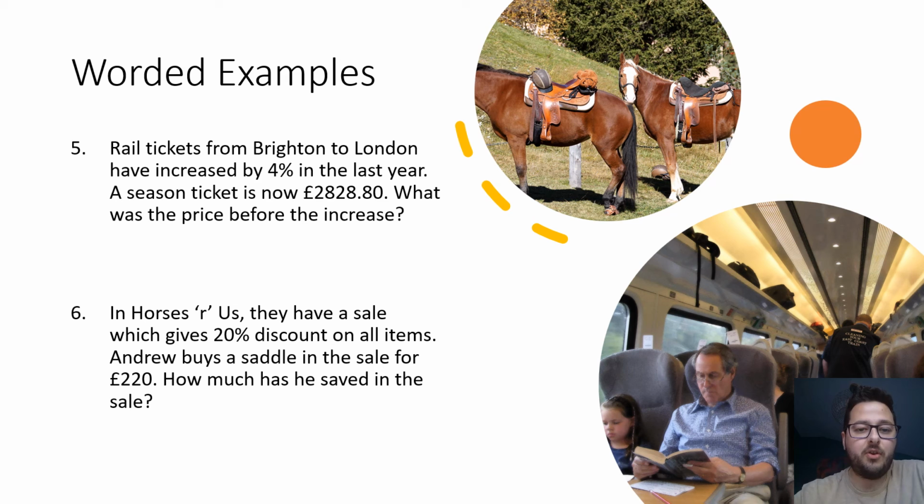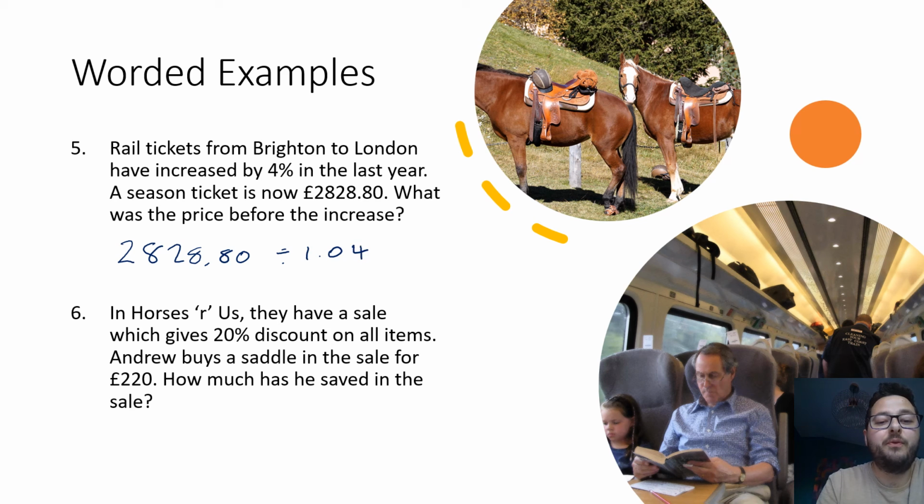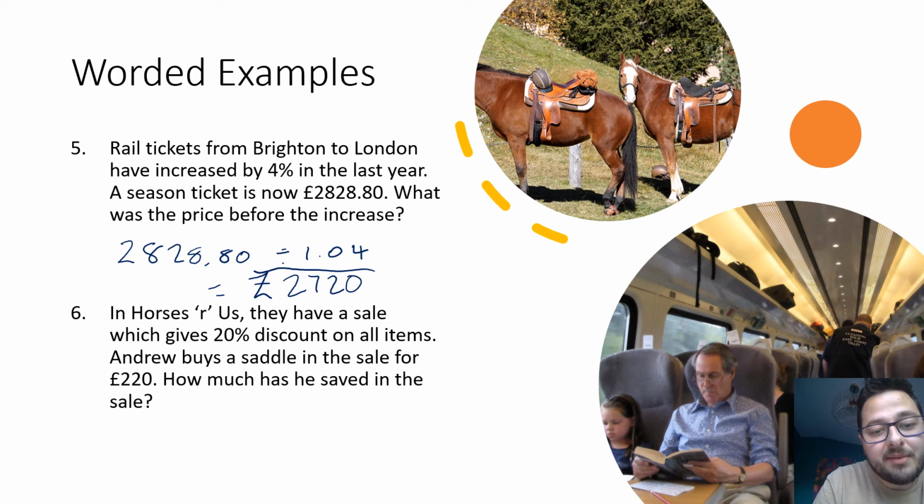Okay then, they've increased by 4%, so our multiplier is going to be 1.04. So we just want to do 2828.80 divided by 1.04 and see what that gives us. We end up with, in units of pounds, £2,720. Great.